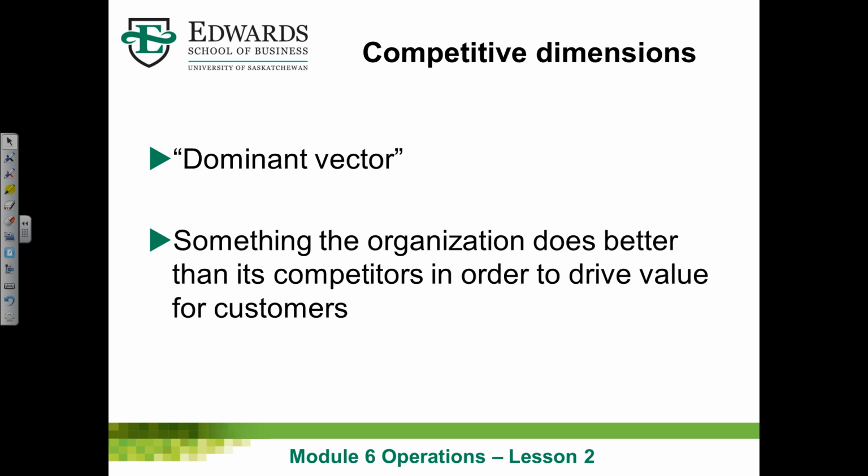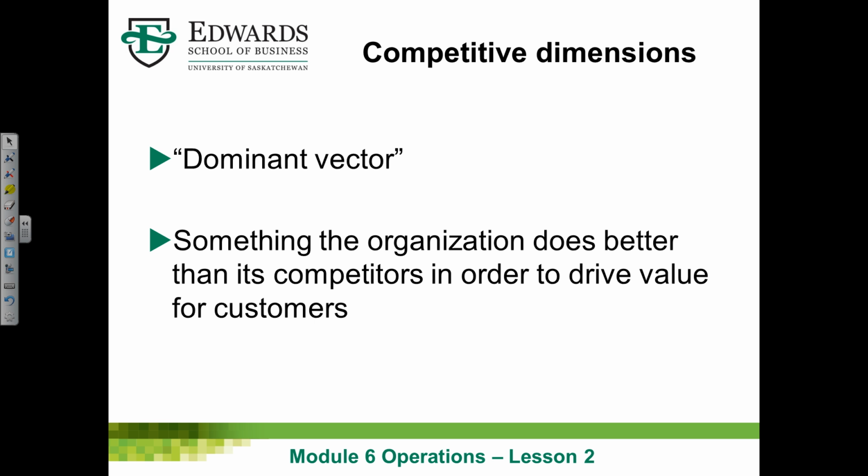Let's have a short discussion about competitive dimensions, because that's an important part of operations management. The wording that's often used in the operations management literature is called dominant vector. Now, that sounds maybe mathematical or something like from a physics class, but dominant vector is a term that we use to identify that there's some organization that does something better than its competitors, and because it's able to do something better than its competitors, that helps it to drive value for its customers.